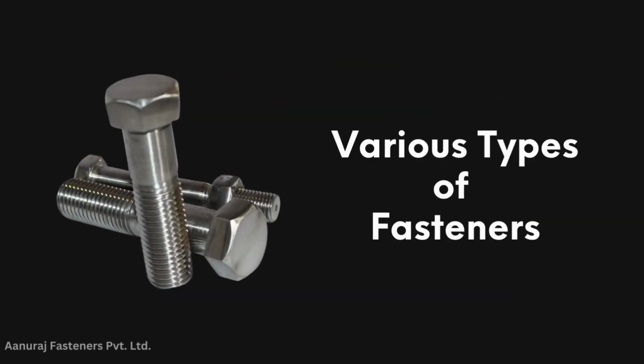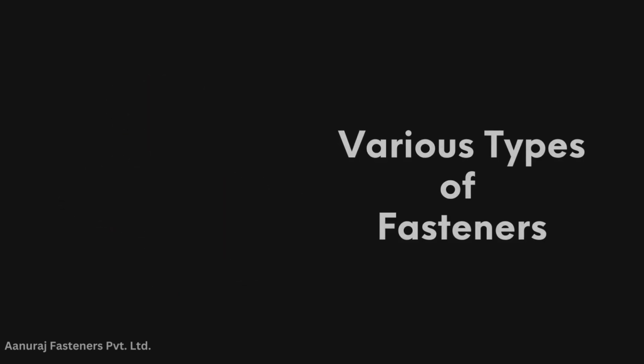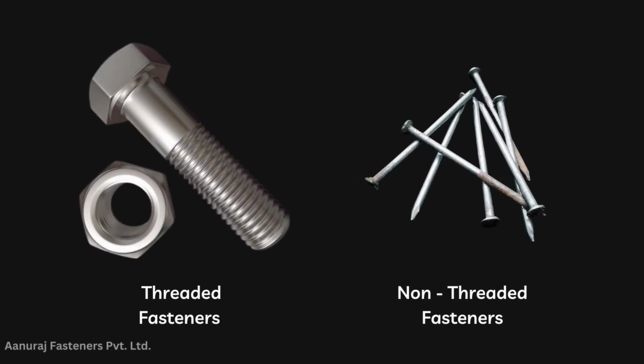There are various types of fasteners. Threaded fasteners. Threaded fasteners are mechanical devices that are used to hold two or more objects together. They are used in a whole variety of applications, including fastening wood, metal, and plastic components. There are many different types of threaded fasteners, including screws, bolts, and studs.